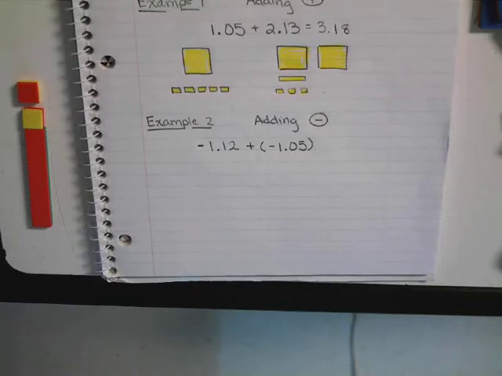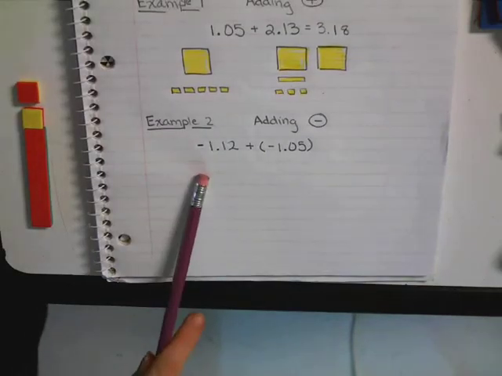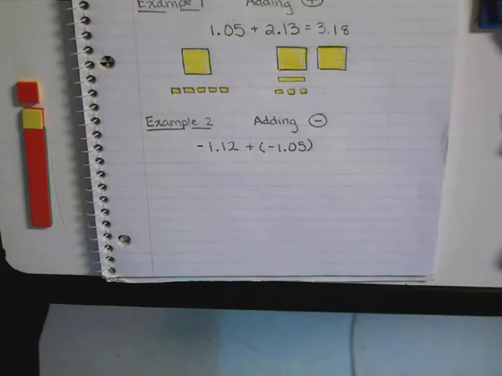Are there going to be any zero pairs here? Anything that cancels out? No zero pairs. Nothing cancels out. I have just negatives. How can I represent -1 and 12/100?